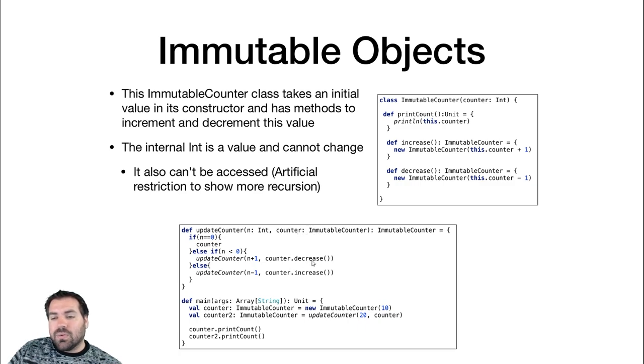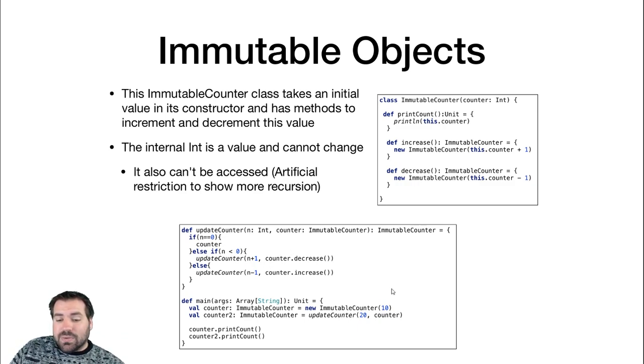Decrease is creating a new immutable counter on the heap with that value decremented, that change applied to it, a brand new object, and then returning a reference to that object. So I return a reference to that object, and now I've successfully simulated a decrease, but I did it by creating a brand new object and still keeping the original object, with that change applied to it.